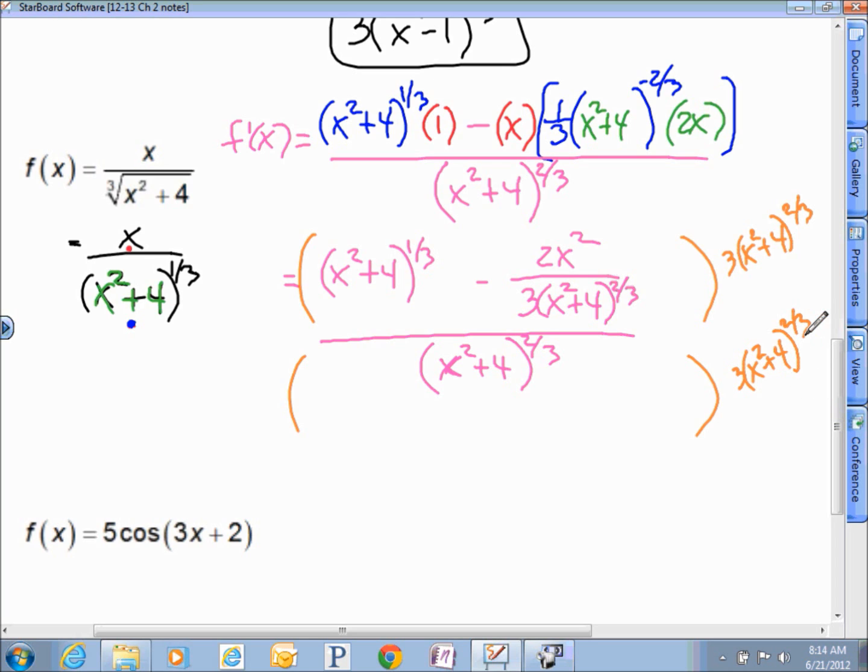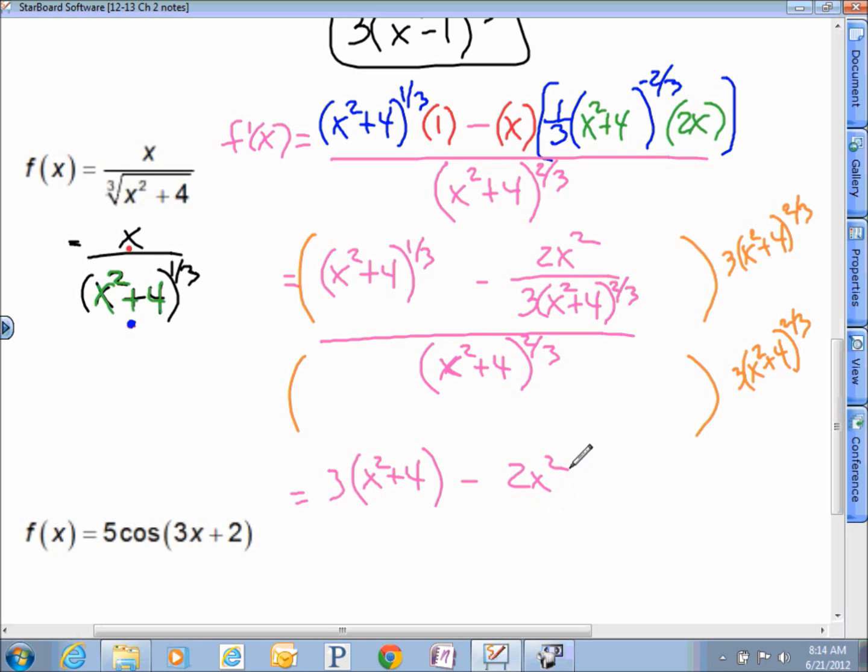If I do that and I distribute this orange thing, the first term is going to become x squared plus 4 to the 1/3 times x squared plus 4 to the 2/3. That's just an x squared plus 4 multiplied by a 3. Minus, if you distribute the orange thing to that second term in the numerator, we're going to cancel the denominators out. It'll leave us with 2x squared.